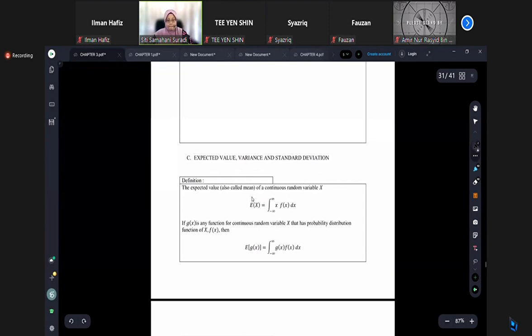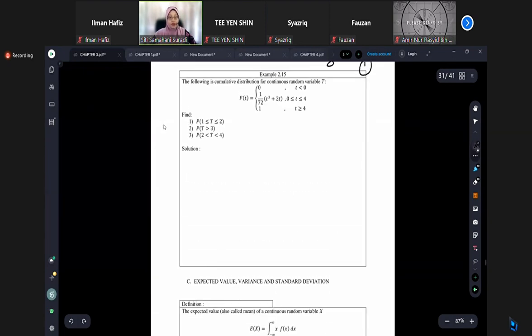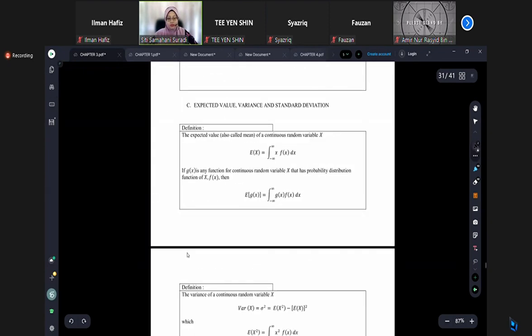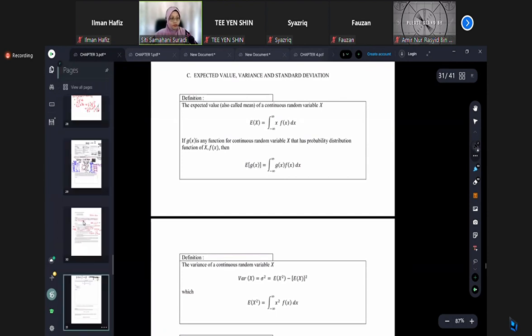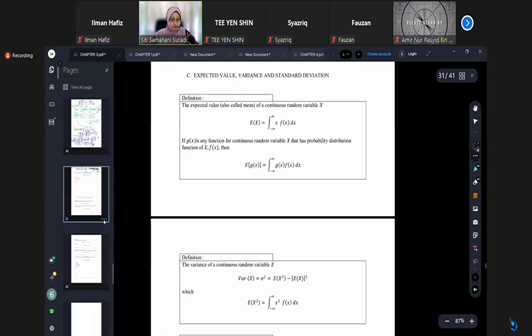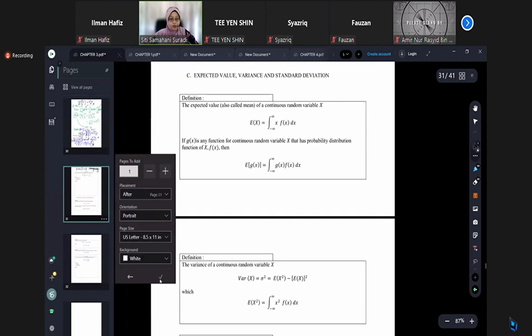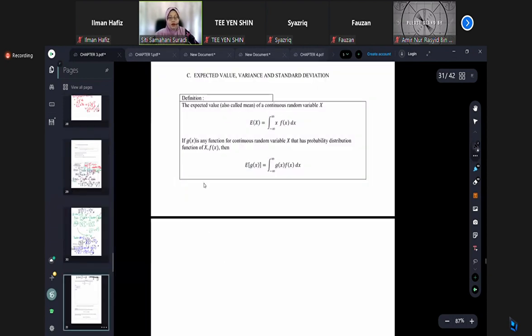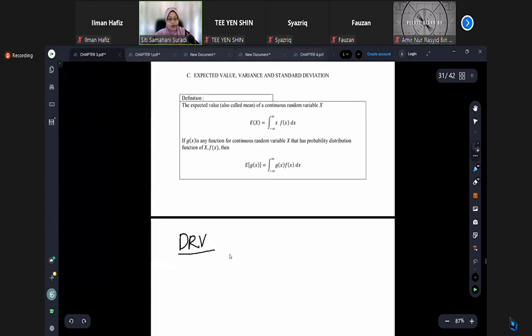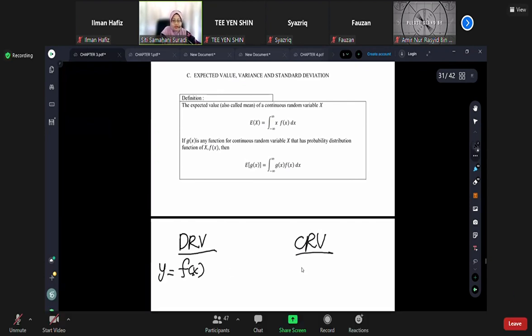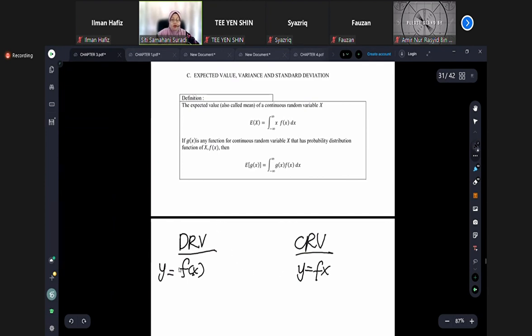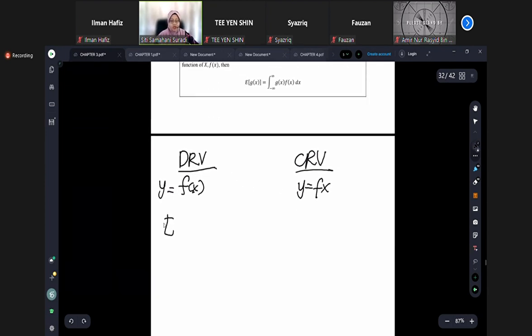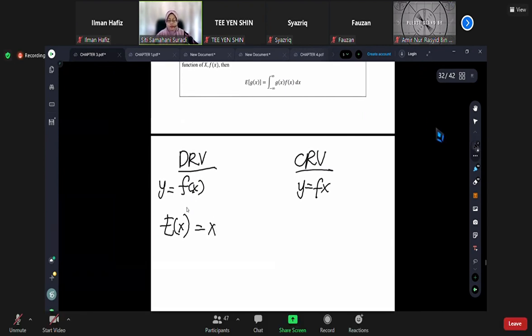The way is, for discrete, let me find an example. Okay, for discrete, DRV, I consider this one as CRV. For DRV you have the function of X, Y equal to f(x). This one also Y equal to f(x). So the difference is, for DRV, if you want to find E(X), you just multiply the X value respectively.